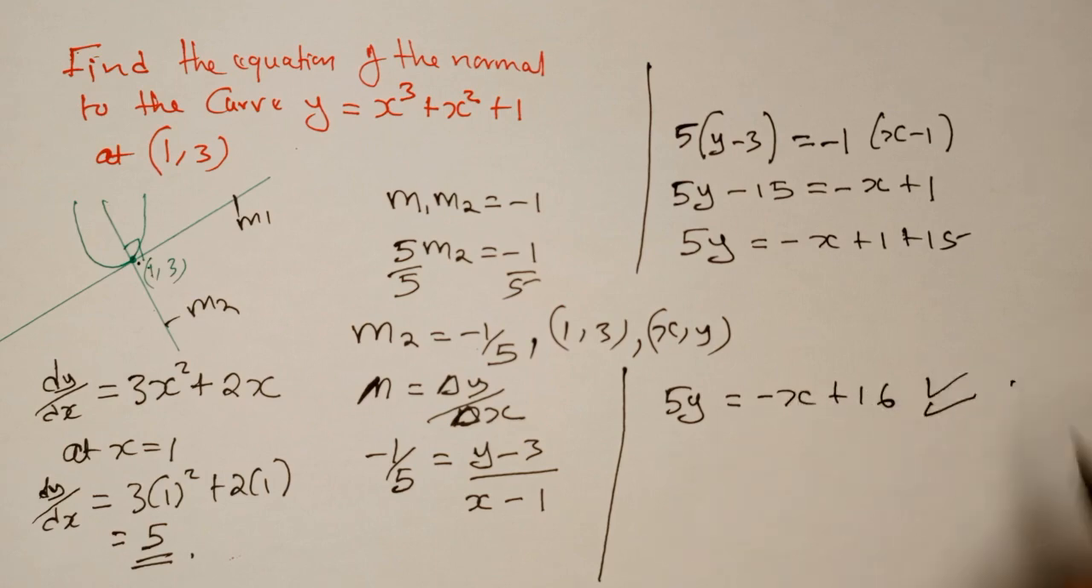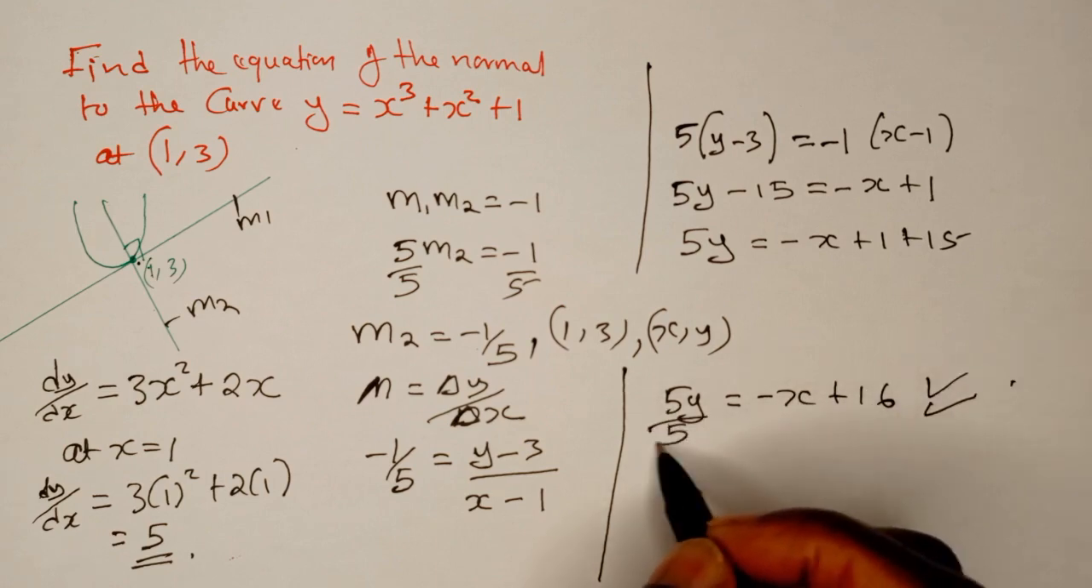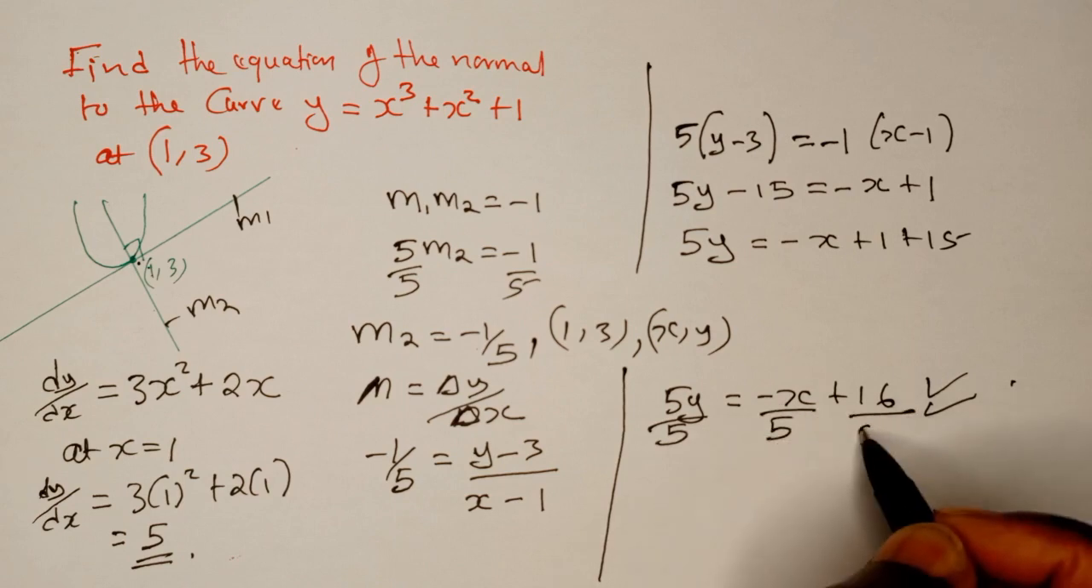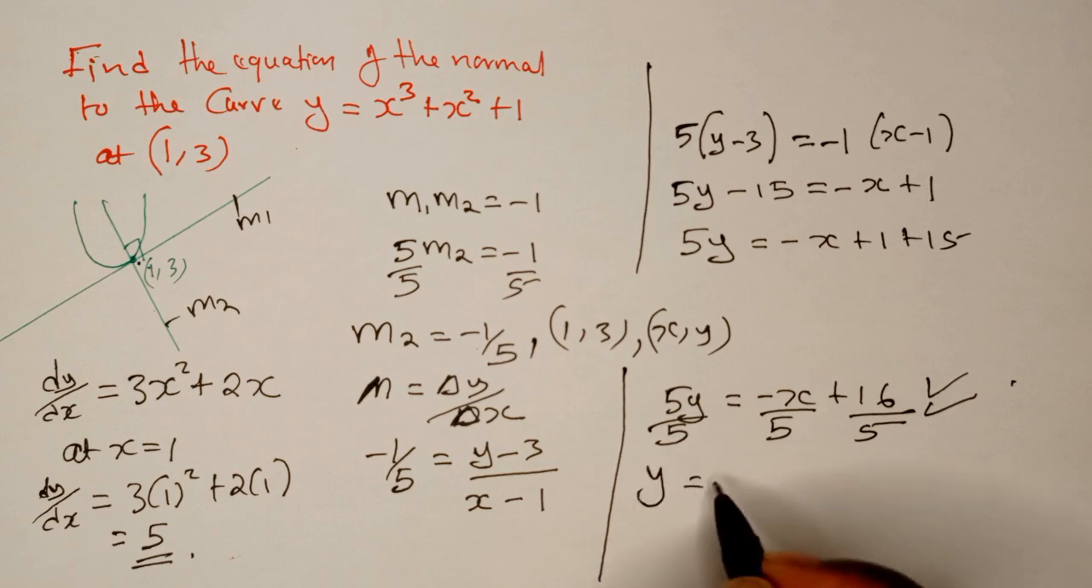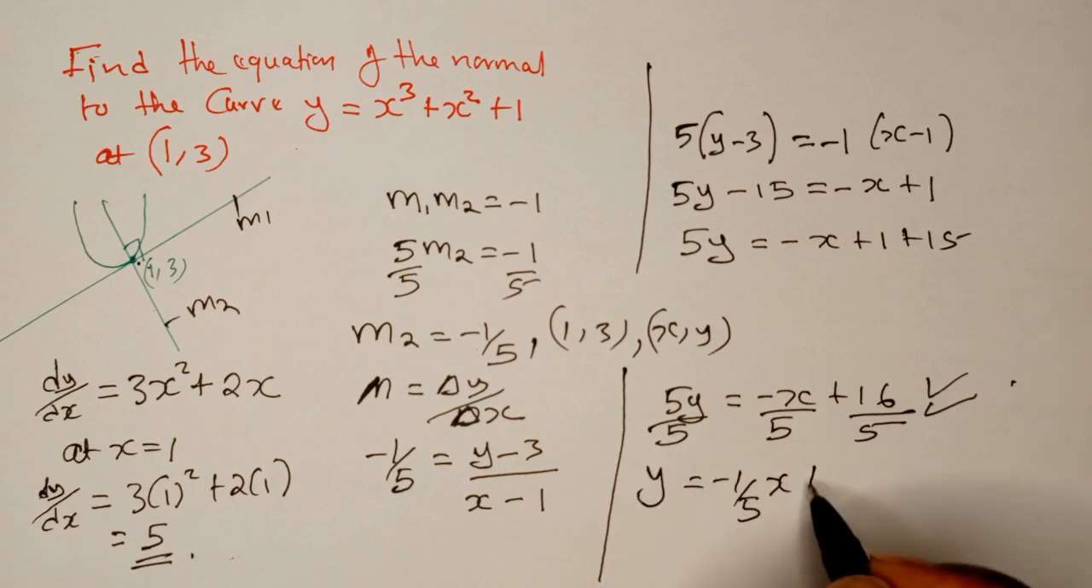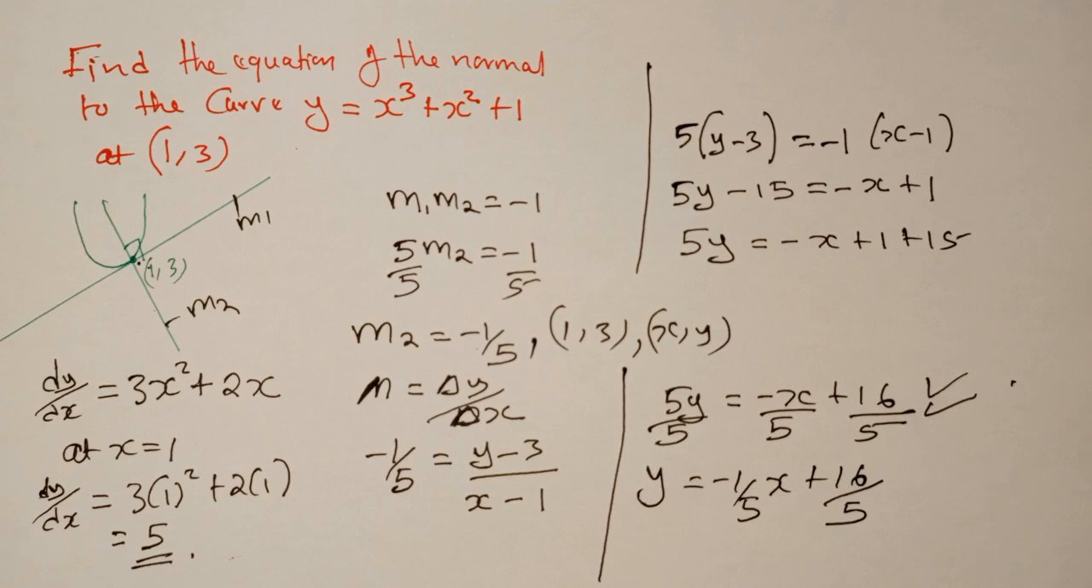You can leave your answer at this point, or you can divide everything by 5 so that you have y is equal to -1/5 x plus 16/5. And that is how you get the equation of a tangent and a normal to a curve.